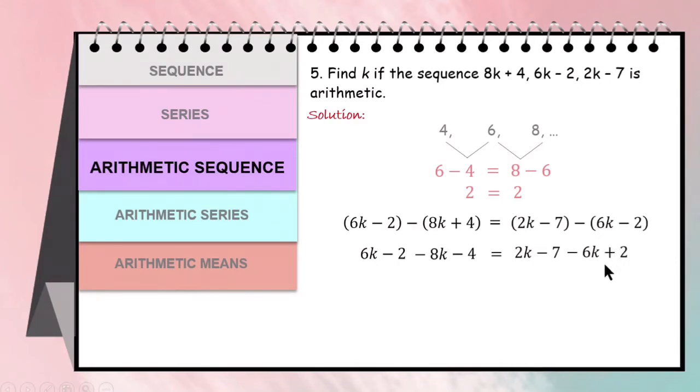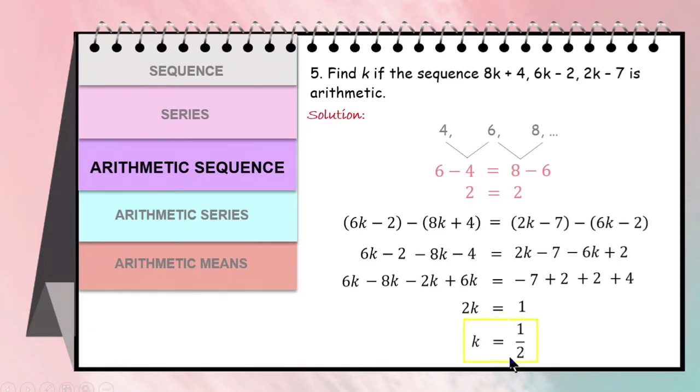Then collect all terms with variable k on the left side and all the constant terms on the right-hand side of the equation. So we have 6k minus 8k minus 2k plus 6k equals negative 7 plus 2 plus 2 plus 4. 6k minus 8k is negative 2k, minus 2k is negative 4k, plus 6k is positive 2k, equals negative 7 plus 2 is negative 5, plus 2 is negative 3, plus 4 is positive 1. Then divide the equation by 2 to solve for k. Therefore, k is equal to 1/2.